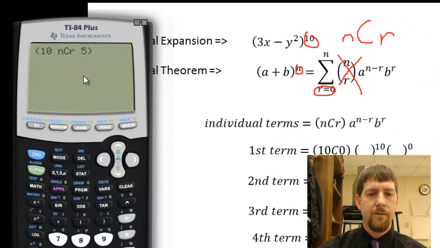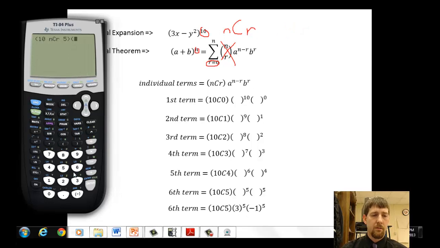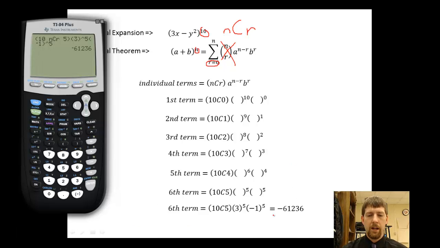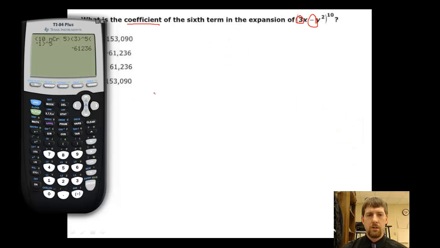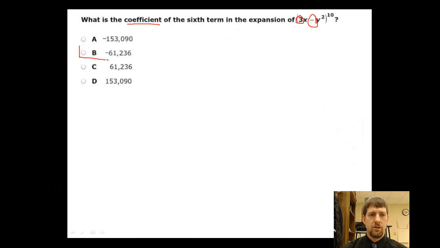So 10C5, and you just finish filling it in. Parentheses 3 raised to the 5th, parentheses -1 raised to the 5th. Make sure you're putting these in parentheses so that your exponents and negatives get straight. And we hit enter, and what do we get? 61,236. When I hit enter, 61,236, and if I go back to my original question, -61,236 is choice B.